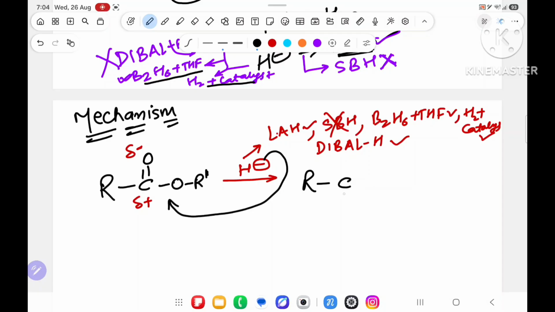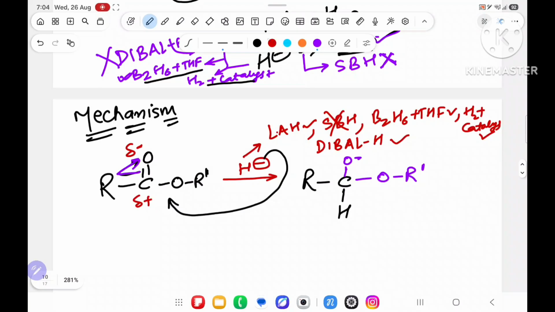As this H minus comes here, carbon is getting one extra bond, so a bond will break from here, and it will become O minus, O R dash. Now oxygen, if it gets a minus charge, it always wants to return back. Previously, whenever we were doing it for aldehyde, it was not able to return back, as I will explain later. But it will return back whenever there is a leaving group.